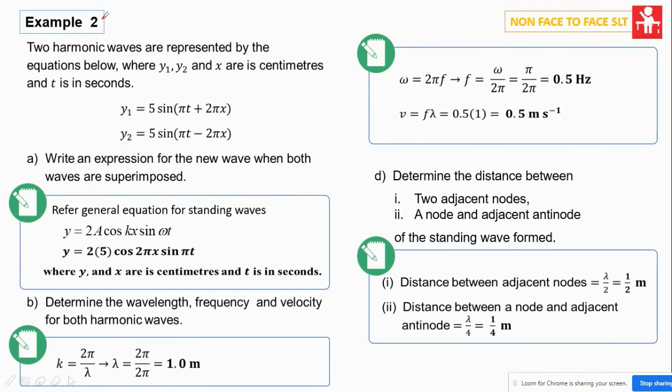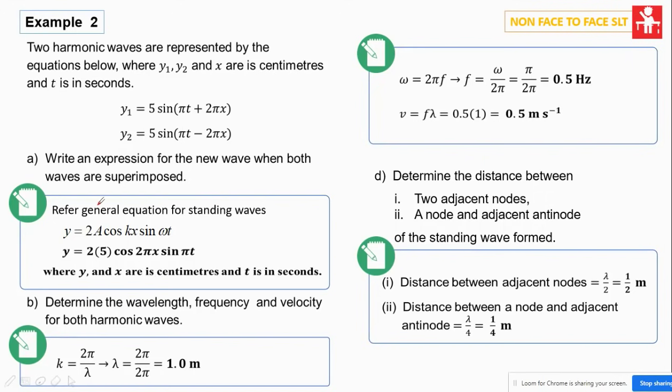So we have example 2. Two harmonic waves are represented by the equation below, where y1, y2, and x are in centimeters and t in seconds. So we have y1 and y2. Write an expression for the new wave when both waves are superimposed.